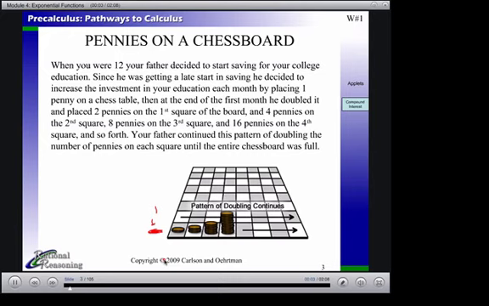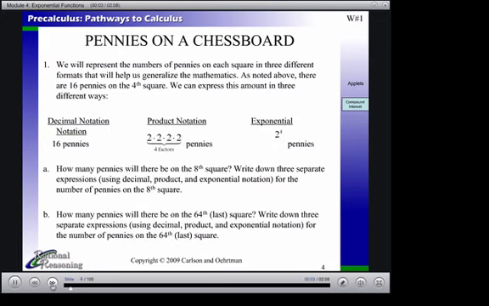Does the basic setup make sense? I think. Yeah. So the key is that the 1 started off the board, and after 1 month, he doubled it and started on the board with 2. So we got different ways of notating these quantities. So we'll represent the number of pennies on each square in 3 different formats that will help us generalize the mathematics. Okay?